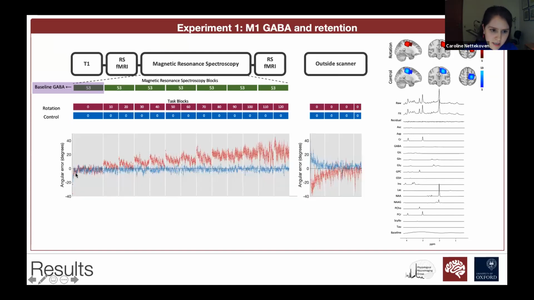Now I'm showing you the behavior here. So what you can see in blue is the control session. People are just fluctuating around 0. And then in the rotation condition that you can see in red, when we impose the rotation, people make a 10-degree error, but they actually manage to reduce their error quite consistently over the course of the experiment. So from this main task phase, we got a measure of the adapted state by just calculating the average angular error. And then from the rotation condition, early during the washout period, we're getting a measure of the retention of the adapted state.